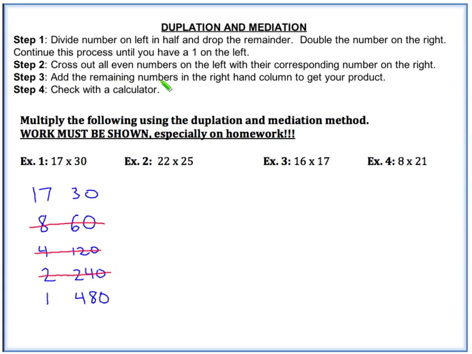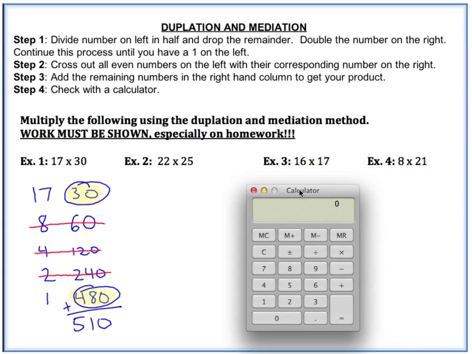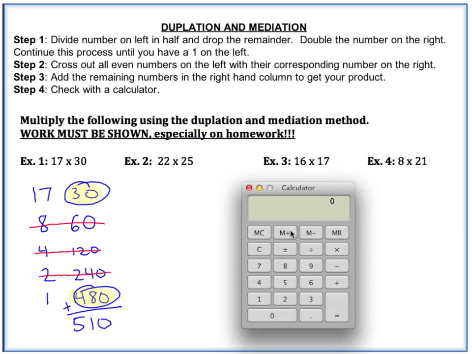Now it says add the remaining numbers in the right-hand column to get your product. So we want to add 30 to 480. And that answer is going to be 510. Now it's good practice to check your work here. So 17 times 30, and we do get 510.